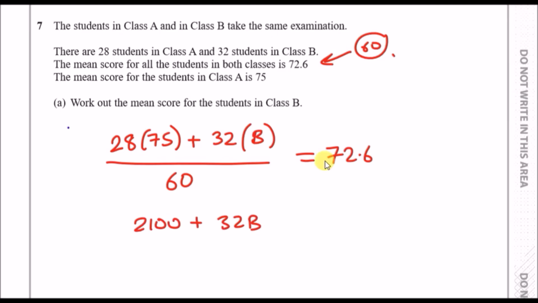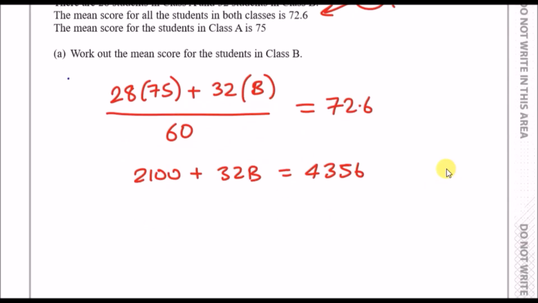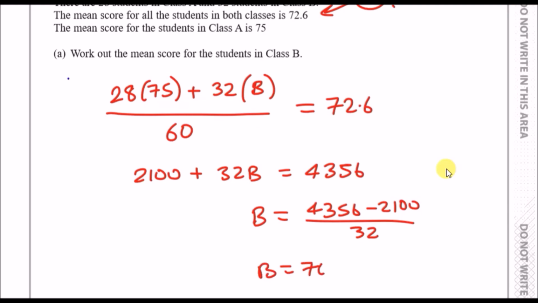And then what I will do is times 60 across to clear the fraction. So 72.6 times 60, give me a second guys. Times 60 is, whoa, 4,356. And now you just rearrange and solve for B. So that means if you subtract 2100 and divide by 32, I'll just show you the working out. Subtract 2100 and divide by 32, you should get an average B mark of 70.5 per student in Class B.